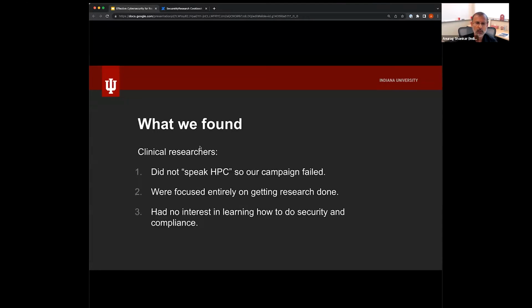What we actually found was that clinical researchers, as I call them, did not speak HPC. So the terms that we were using in our campaigns were really not understood by them, and the campaign was pretty much a failure, and didn't produce very many customers. And of course, the other thing, which is probably true for most researchers, was that they were focused entirely on getting research done and actually had no interest in learning security and compliance. I think the doctors are probably an extreme example of this. This is probably true also for many researchers.